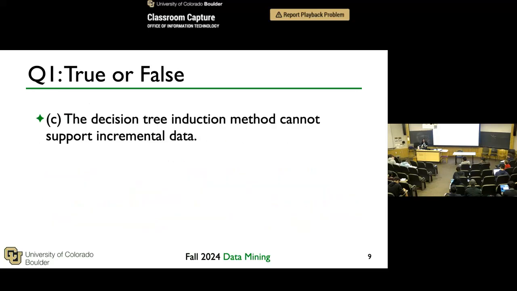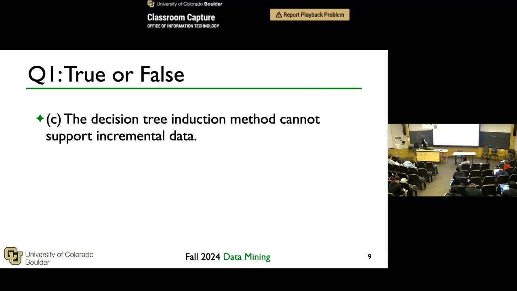Next one, decision tree. Okay, so we talked quite a bit about decision tree. We talked about both the conceptual understanding: what is a decision tree, what kind of properties. We also had the concrete examples, right? You need to show how you construct a decision tree. Okay, here is about a property.